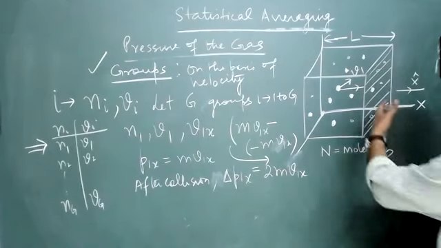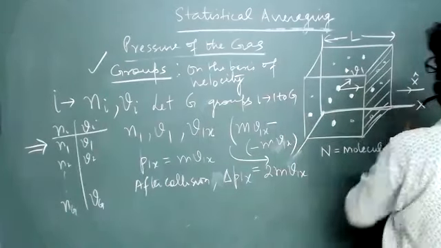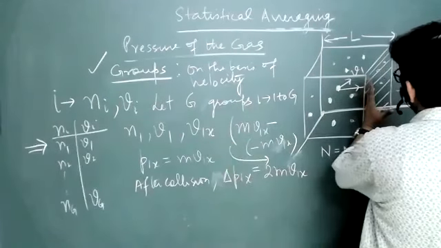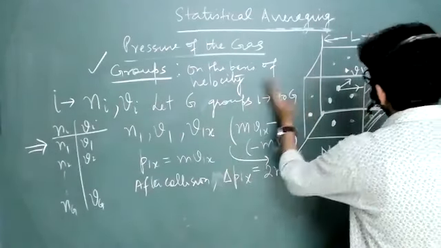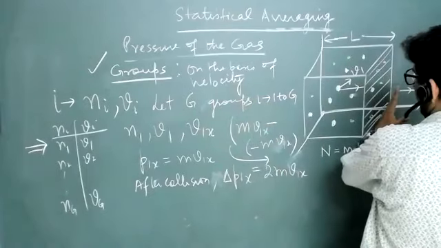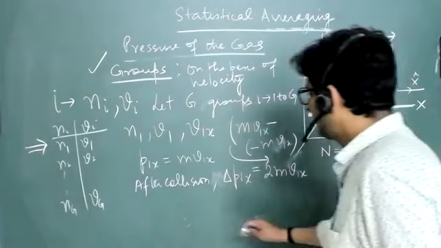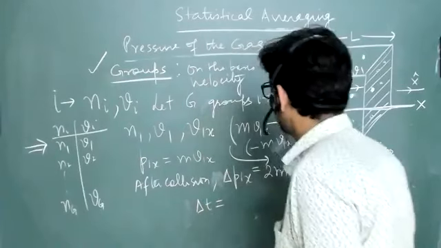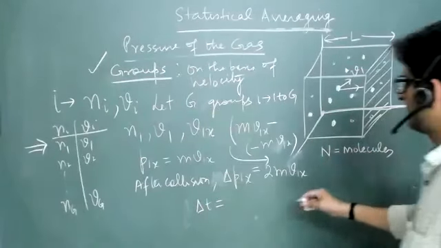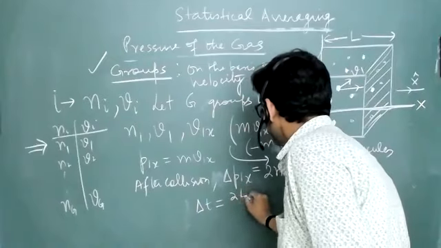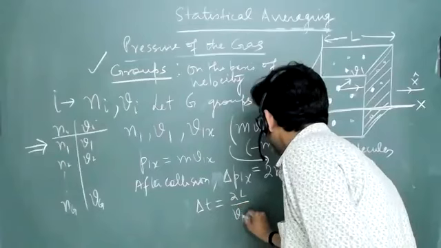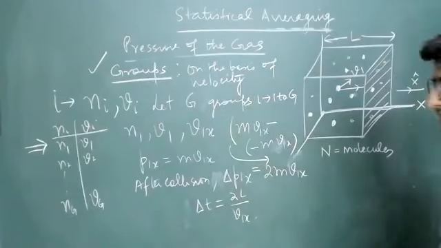And the force that is generating is because of the bombardment of the molecules. I told you the molecules will hit it and then go back, and again it will come and hit it. So what will be the time taken? It will cover distance 2l. So distance upon velocity, which is v1x. This will be the time scale.